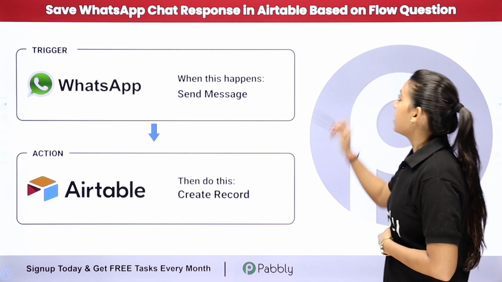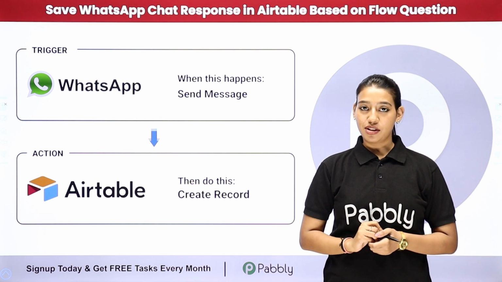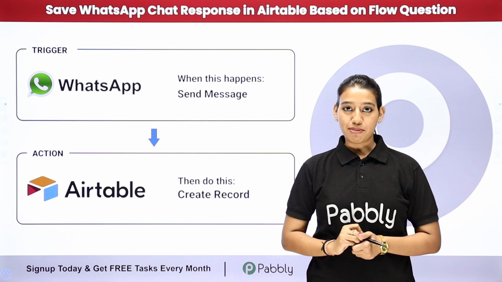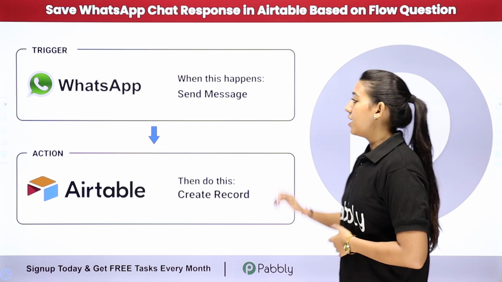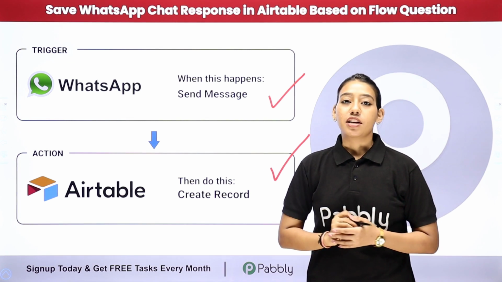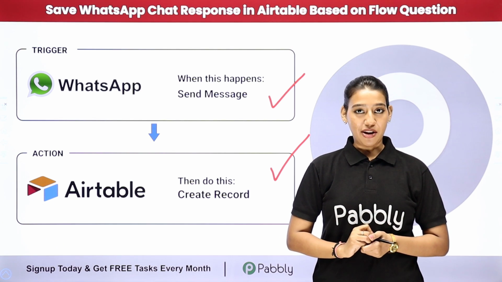In today's video we are going to learn how to save WhatsApp chat responses in Airtable based on flow questions. Whenever you're dealing with clients or customers on WhatsApp, manually organizing their details can be a very time consuming process. So we are going to automate this process by integrating WhatsApp Cloud API to our Airtable. Whenever the user sends their details on WhatsApp, it will be automatically organized in your Airtable.